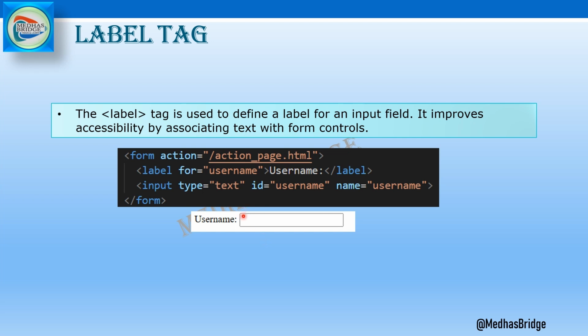Let's say you are creating a placeholder for the user to enter something, but how would the user actually understand what needs to be entered? So what you have to do is create a label for that particular placeholder. The label tag is used to define a label for an input field. This is the input field, you agree? Because you are letting the user enter some data into this box. But what sort of information are you going to provide to the user using the label tag? It improves accessibility by associating text with form controls.